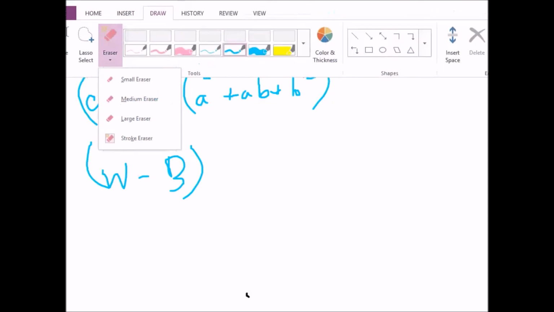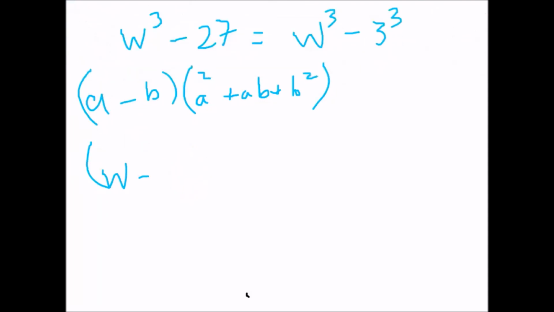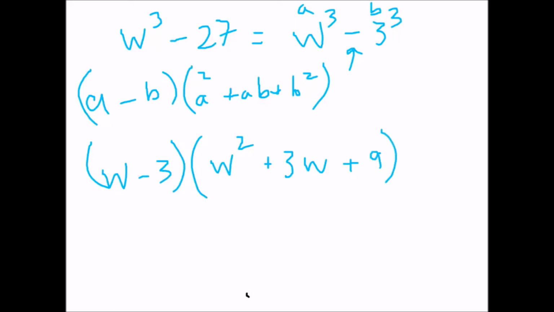Let me go ahead and rewrite that for you. Times w squared plus 3w, that's a times b. It does not include the sign in the middle. It's just whatever a is times whatever b is, not including the sign in the middle, that's why it's positive, plus 9. And that's going to be your answer for that one.